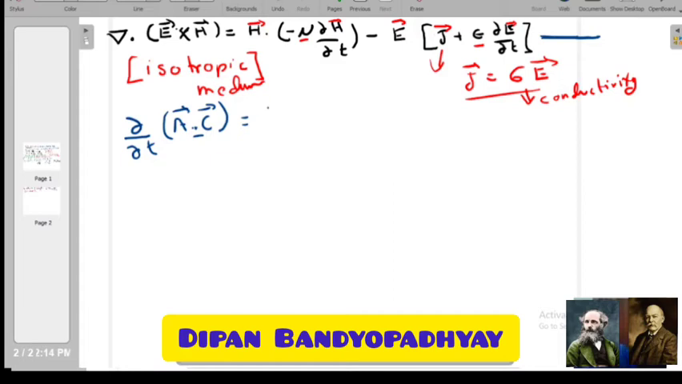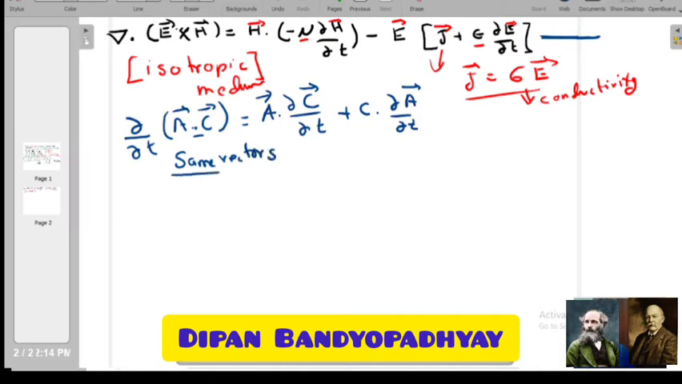We have A dot product with del C del t plus C dot product with del A del t. So these are the two terms. This is also a type of vector identity; this you can calculate. Now suppose we have the same vectors, that is, A equals C basically.